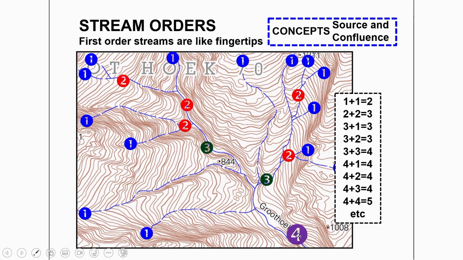Now look at this. 3 plus 2, unequal order. We retain the higher order. 3 plus 2 produces 3 because 3 is the higher order. Same applies. Look at 4 plus 3. 4 plus 3 is two streams of unequal order. We retain the higher order, which is 4, and so on. I hope you understand this, my dear learners. It's usually carrying 1 or 2 marks in the exams.